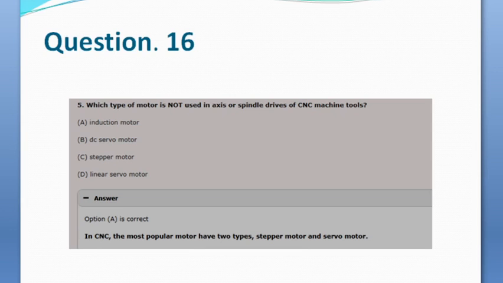Then question number 16. Which type of motor is not used in axis or spindle drives in CNC machine tools? Induction motor, DC servo motor, stepper motor, linear servo motor. Induction motor cannot be used in CNC machine tools. Therefore, option A is correct.